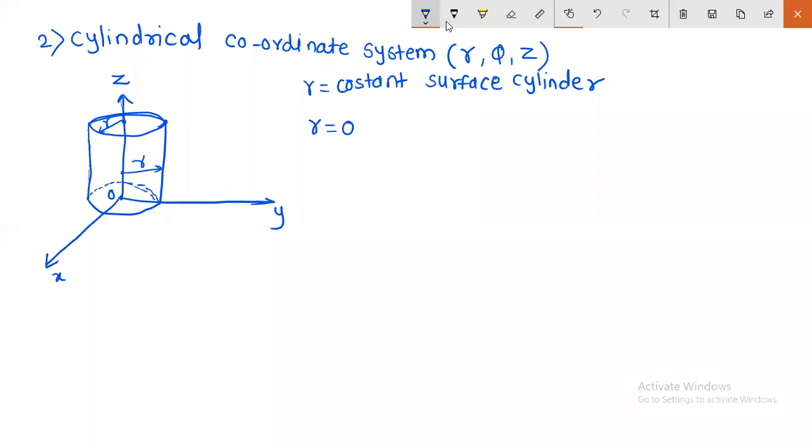The z-axis is the center of the cylinder, so on it the radius is equal to 0. And what can be the radius of your cylinder? Is it defined? Yes or no? No, because you can take a small cylinder, you can take a big cylinder also. So the radius of the cylinder varies from 0 to infinity.